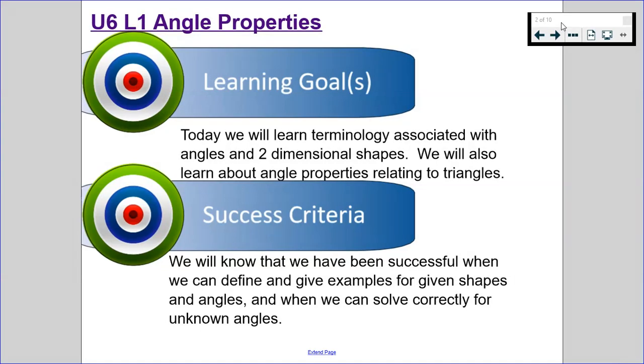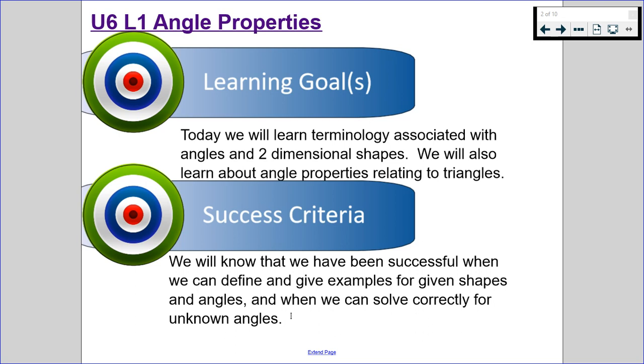In this video, we're going to take a look at our first lesson for Unit 6. Our unit is on measurement and geometry. We're going to start by learning some terminology and talking about the properties of angles. Our learning goal is to learn the terminology associated with angles in two-dimensional shapes. We will also learn about angle properties relating to triangles.